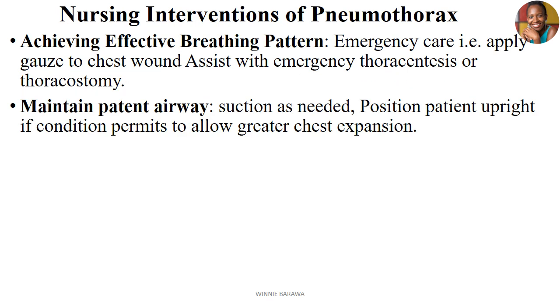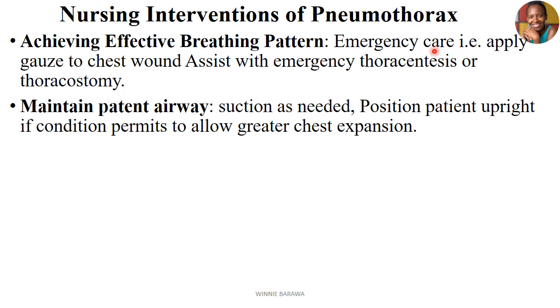So anywhere you have a nursing diagnosis, please remember to have a nursing intervention. So let's look at the nursing interventions that you can apply. So we have the achievement of effective breathing pattern. Remember, we say tension pneumothorax is an emergency condition because you're not able to exit that air. So in the emergency care, you need to understand how to apply heavy gauzes to the chest wound to prevent further entry of air, then assist with emergency thoracentesis.